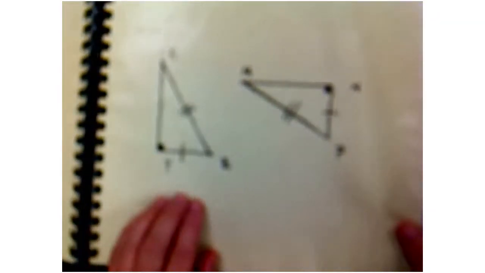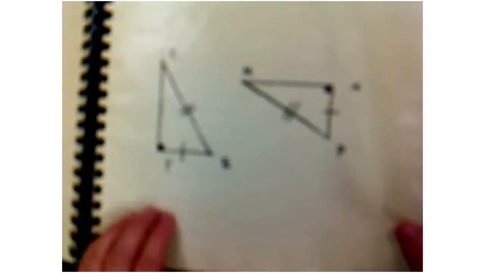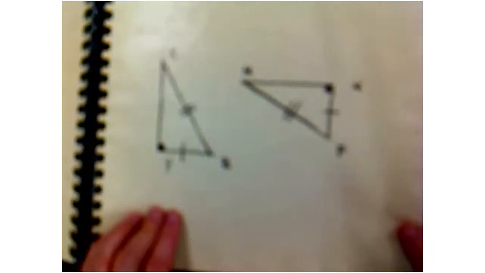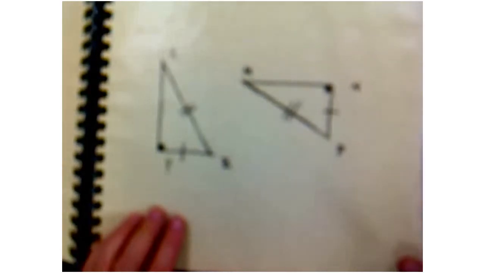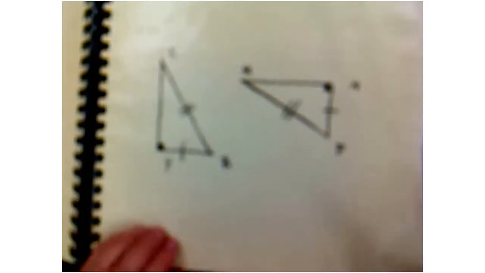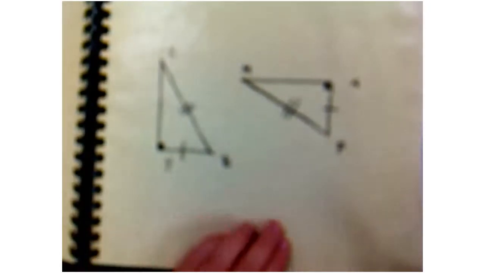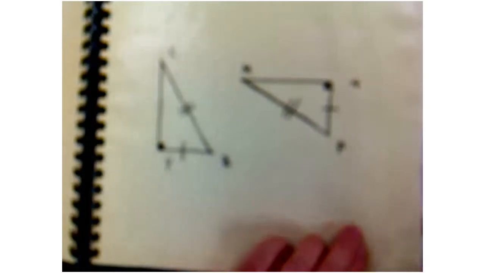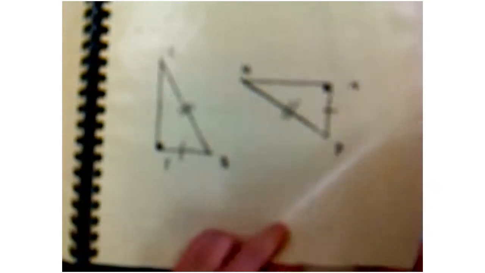The HL theorem, yes, because of the hypotenuse leg theorem. Exactly. Excellent. And it does say that down below, doesn't it? It says there is one pair of congruent legs. YZ is congruent to NP. And the hypotenuses are congruent, XZ to MP. So triangle XYZ is congruent to triangle MNP by HL, hypotenuse leg.